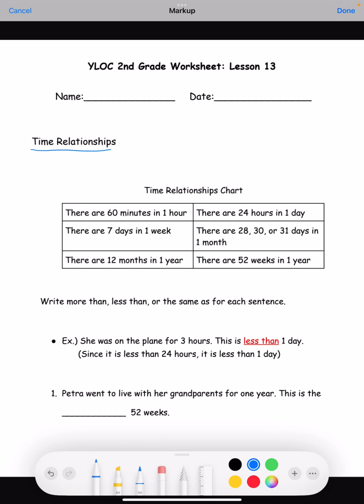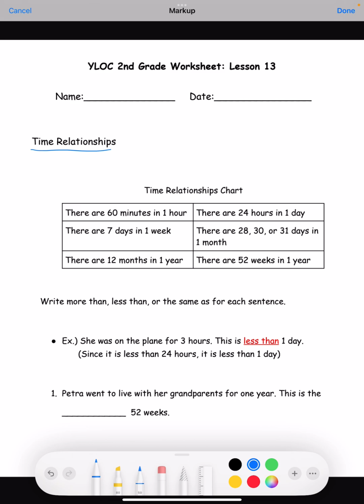Time relationships chart. There are 60 minutes in an hour. There are 7 days in 1 week. There are 12 months in 1 year. There are 24 hours in 1 day. There are 28, 30, or 31 days in 1 month. And there are 52 weeks in 1 year. You guys are going to have to memorize these, so just make sure to look back at it once in a while so you can memorize it.